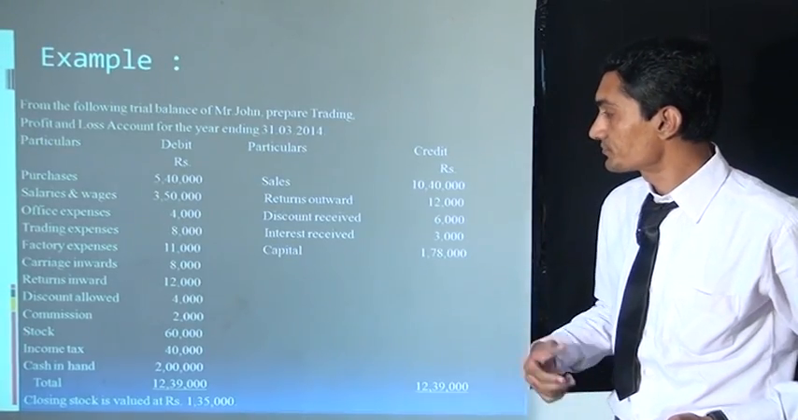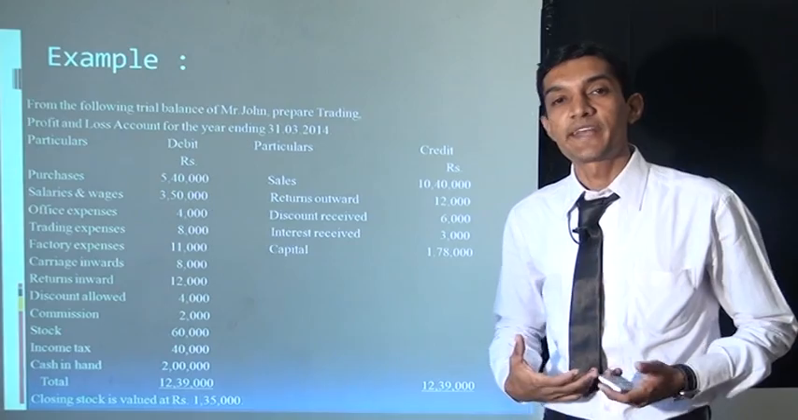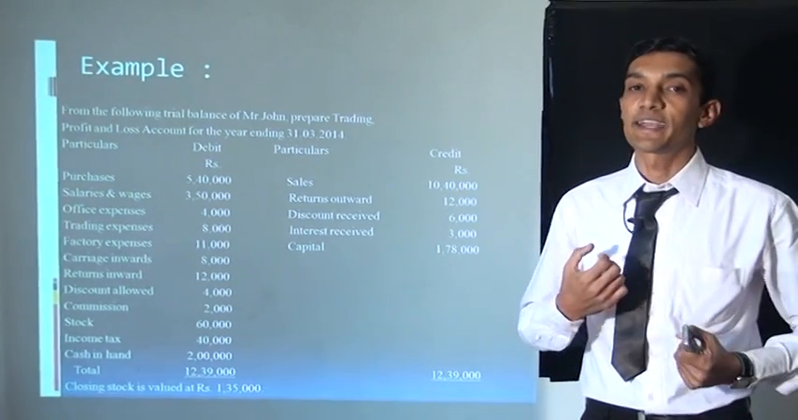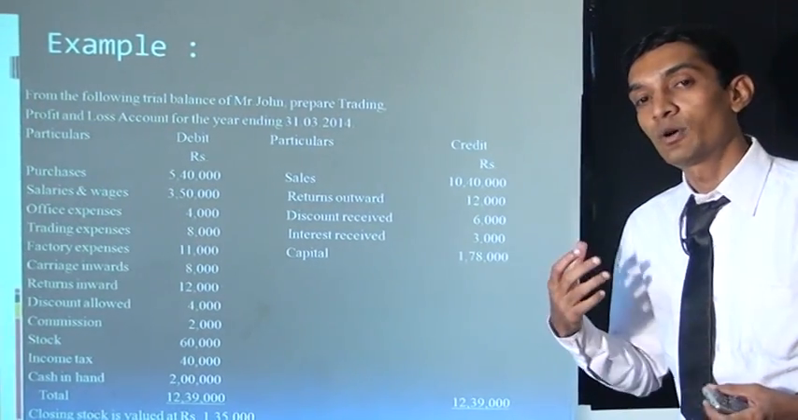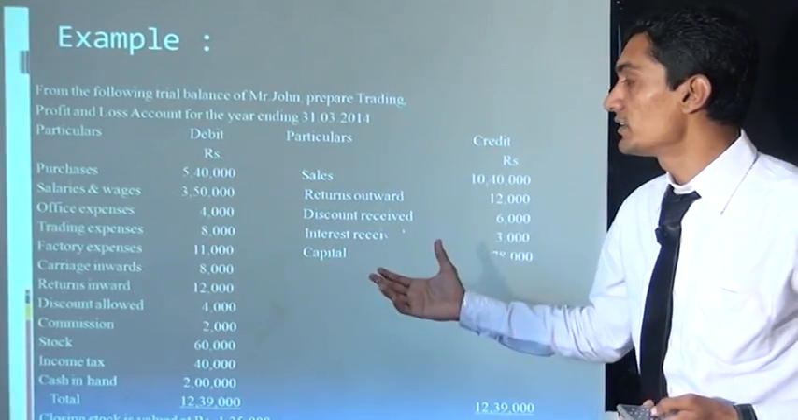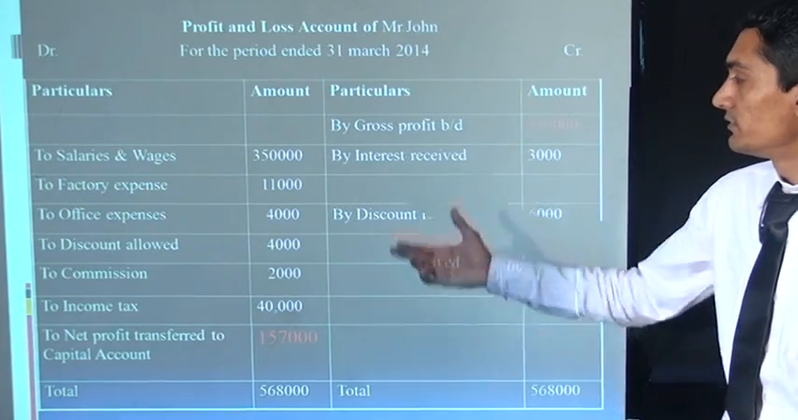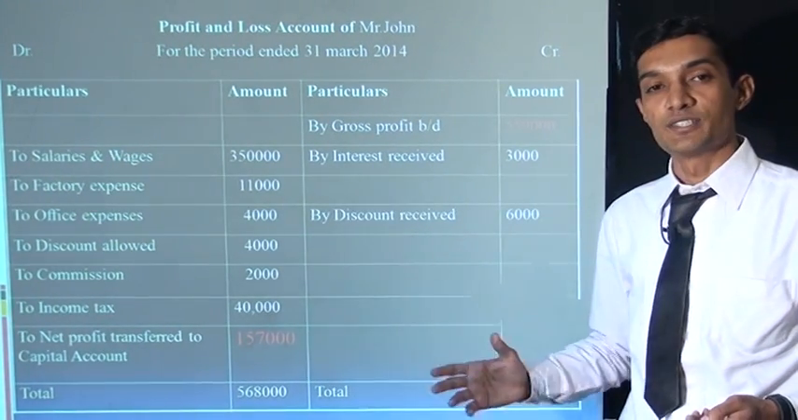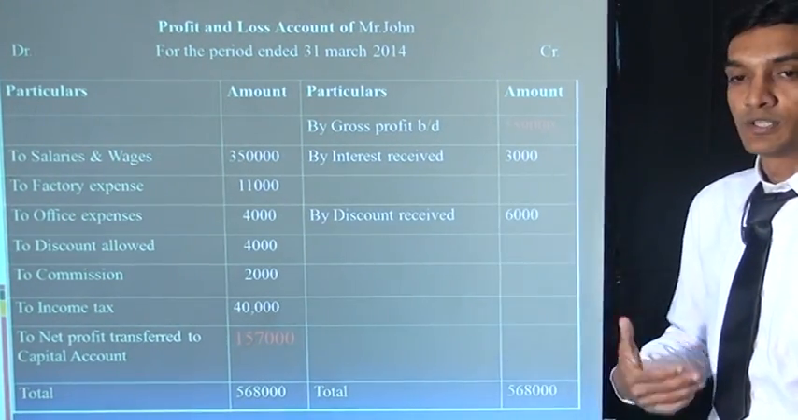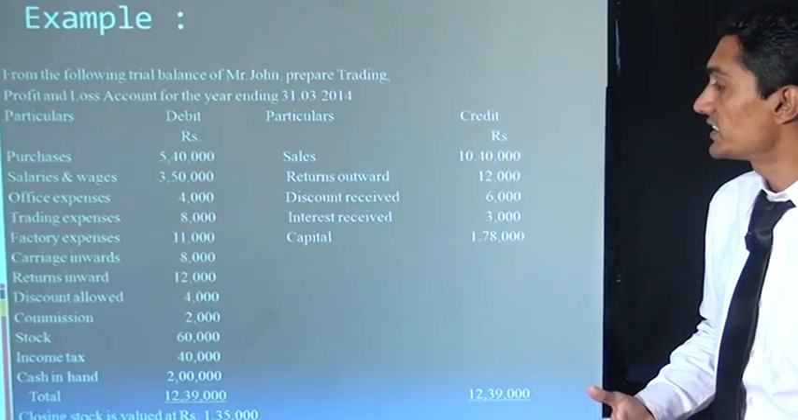Next transaction, factory expenses. Factory expenses are our indirect expenses, so they come on the profit and loss side, 11,000 rupees. Factory expenses 11,000 rupees in the profit and loss account. Now what is the next transaction?